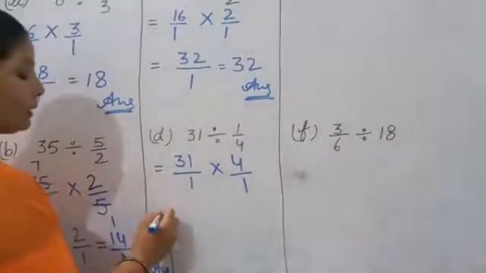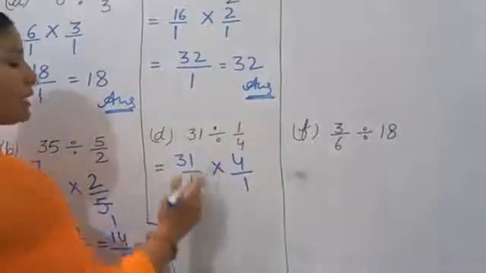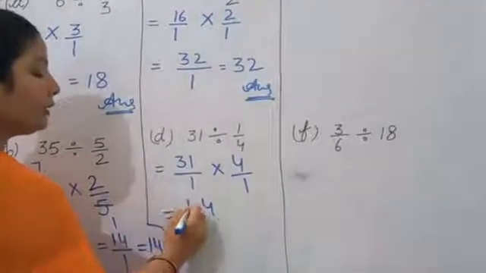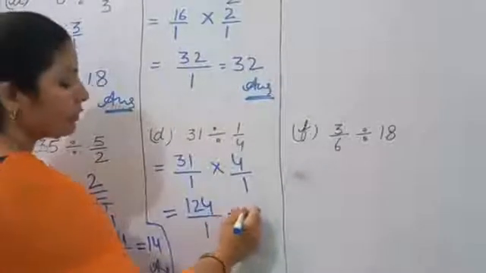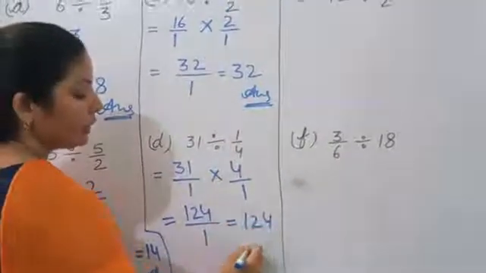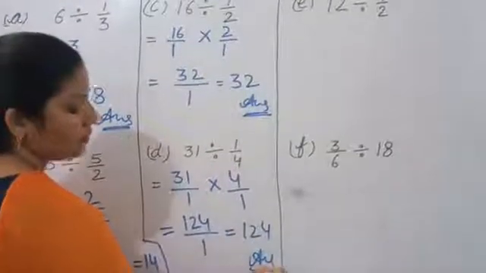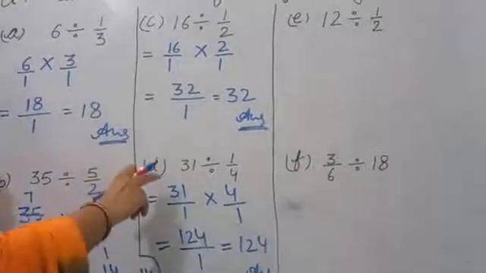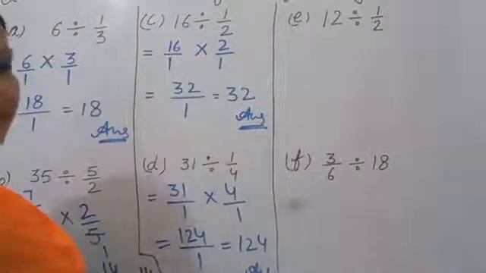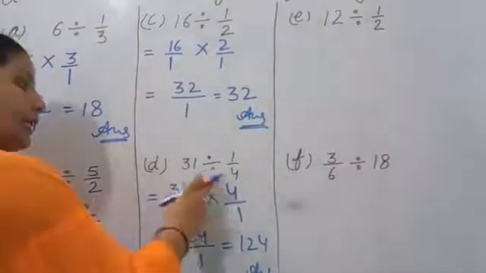So now numerator multiply by numerator. 4 ones are 4, 4 3s are 12. 124 upon 1 equals 124. That's your answer. So it's very simple, like the multiplication is there, only you change divide into multiply and take the reciprocal of the second fraction. That you will remember.